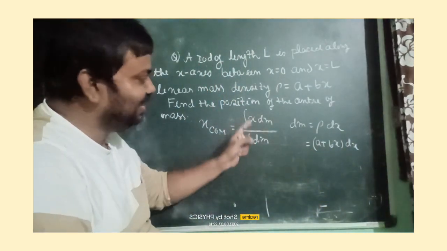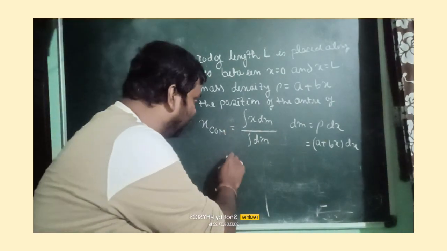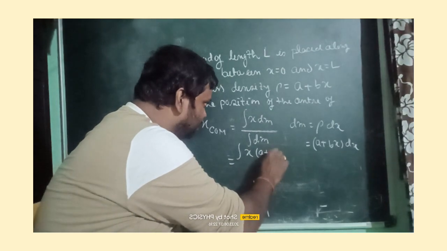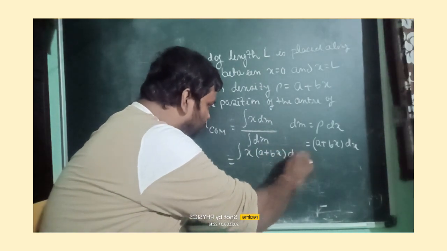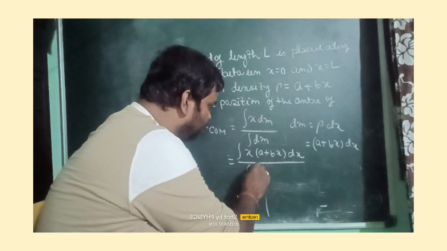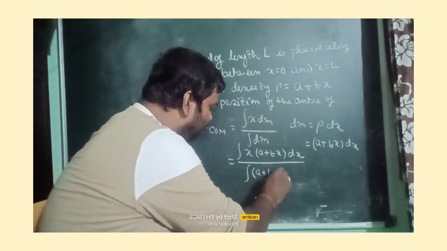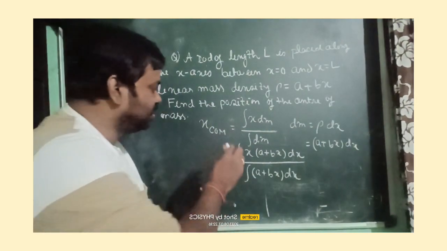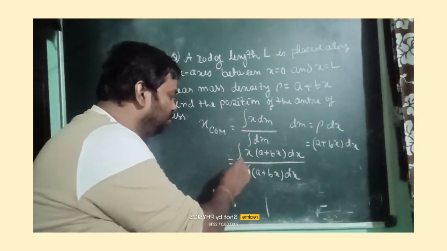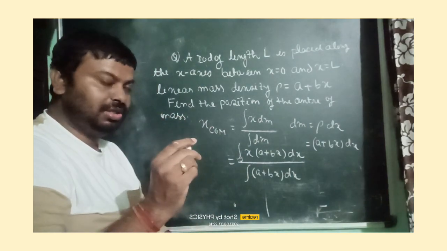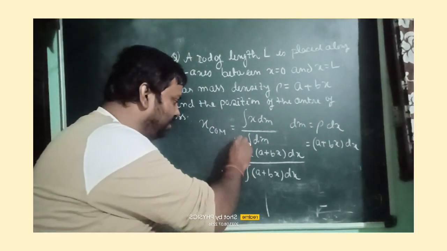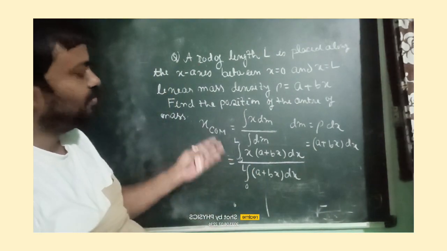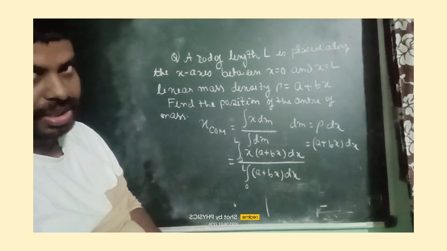Now putting that in that equation, what we have is the integration of x (A plus Bx) dx by the integration of (A plus Bx) dx. And what is the limit? The limit is starting from 0, that is the origin, to the maximum length L, 0 to L. Now you can integrate it and find the position of the center of mass of the rod.